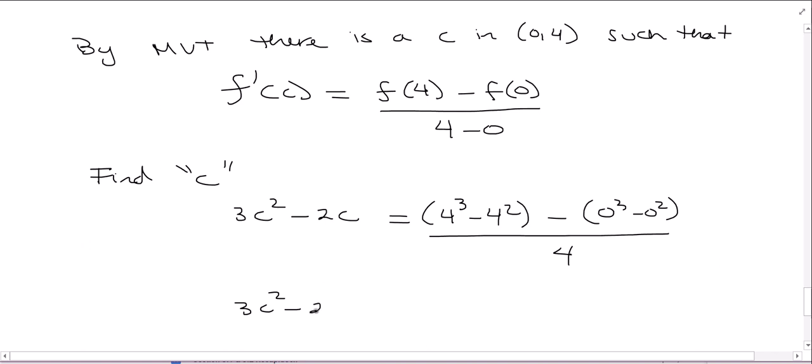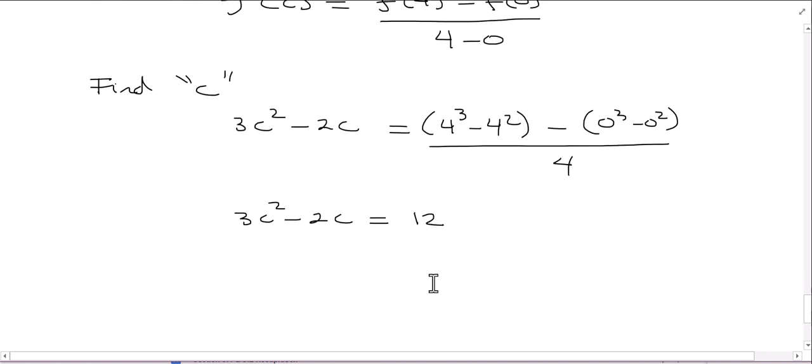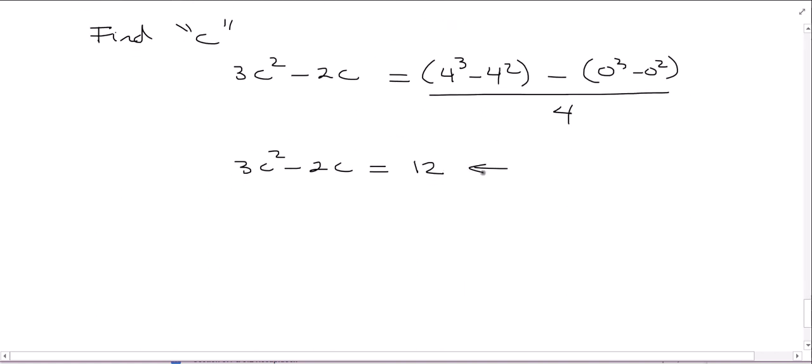So I get 3c squared minus 2c equals, what does that equal? 4 cubed is 64 minus 16 is, what's that, 48, and then divided by 4. So you're going to get 12. And now we want to solve for c. So how do you solve for c here? Set it equal to 0. Essentially you have a quadratic and you want to solve for the variable. So 3c squared minus 2c minus 12 equals 0. Does it factor? I'm not sure if it factors, so we can just use the quadratic formula.